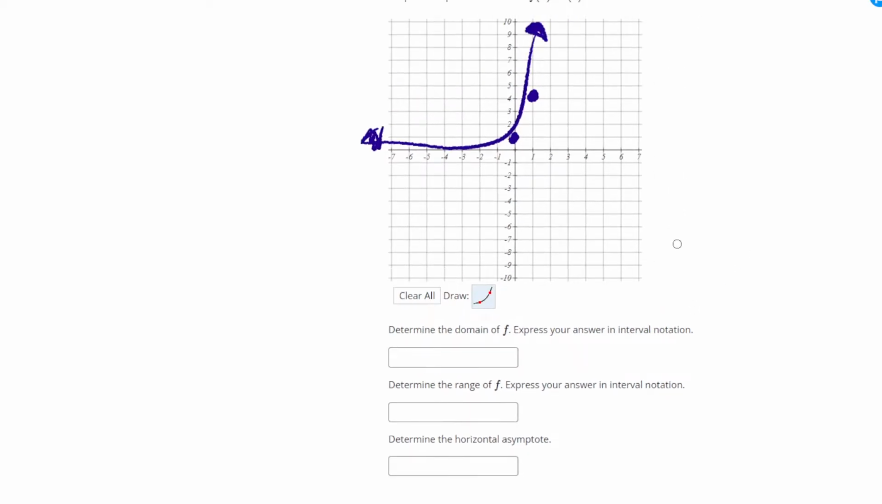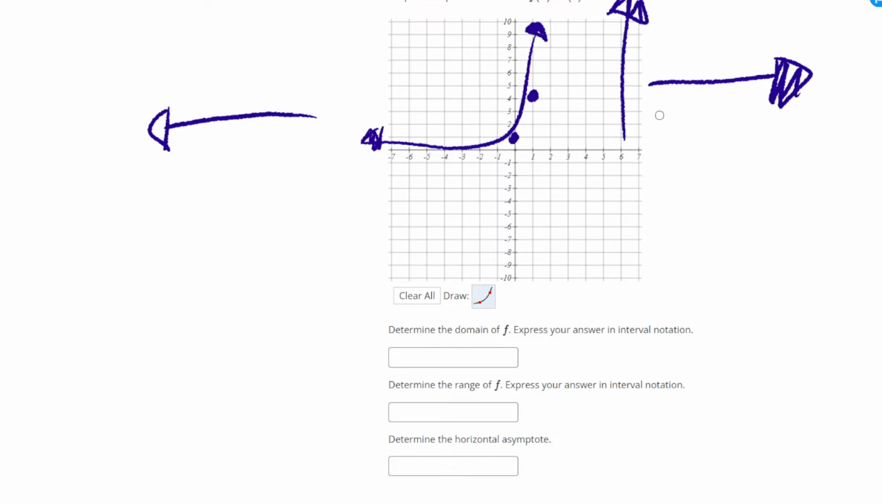Determine the domain of f. Express your answer in interval notation. Now, it looks like it's going on forever this way, and it looks like it's going on forever this way, right? If we zoomed out and continued our graph, it would always go forever. It looks like it's always going up, but it doesn't really look like it's always going down, and we know that it can't cross 0, right? Nothing you can have is a negative or 0 for your answer if it's to an exponent. No exponent that you have can equal that. So our domain is always going to be negative infinity to positive infinity.